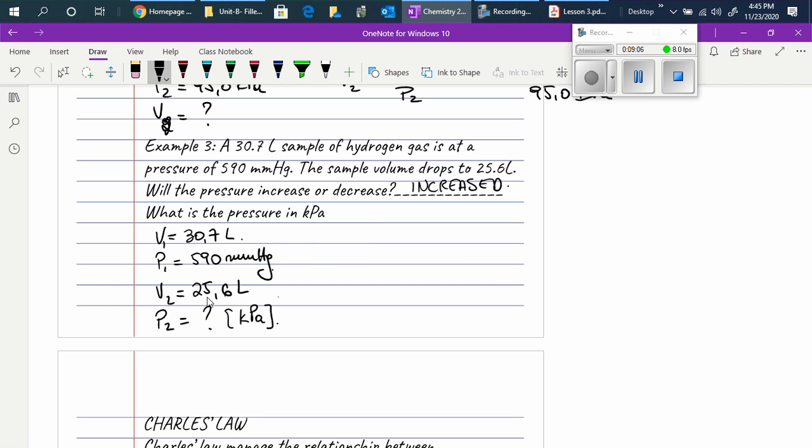And now let's calculate: P1 V1 equals P2 V2. From here we find that P2 is equal to P1 V1 over V2. In this case, I will keep the answer in mmHg and then convert it, or leave it up to you to convert it.